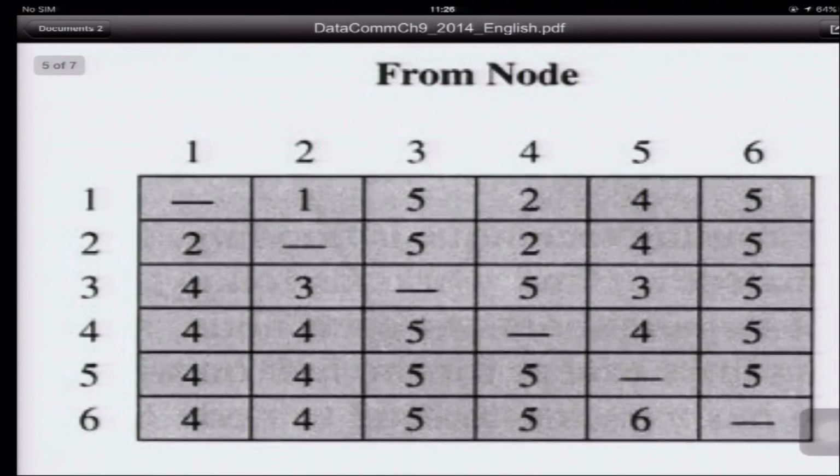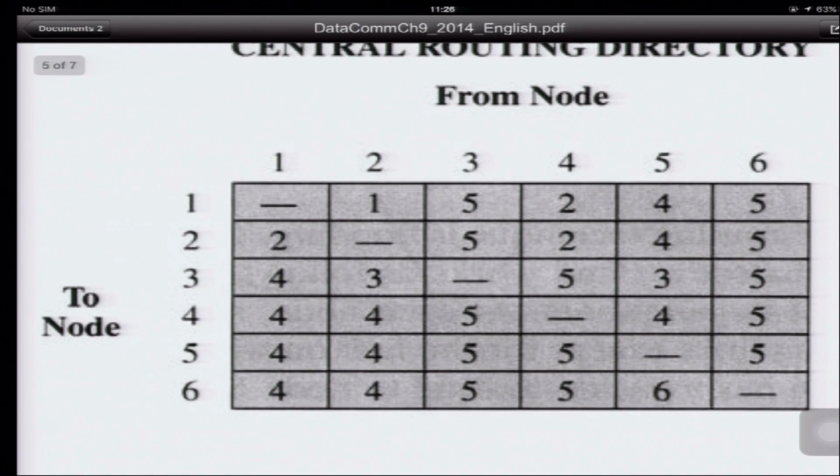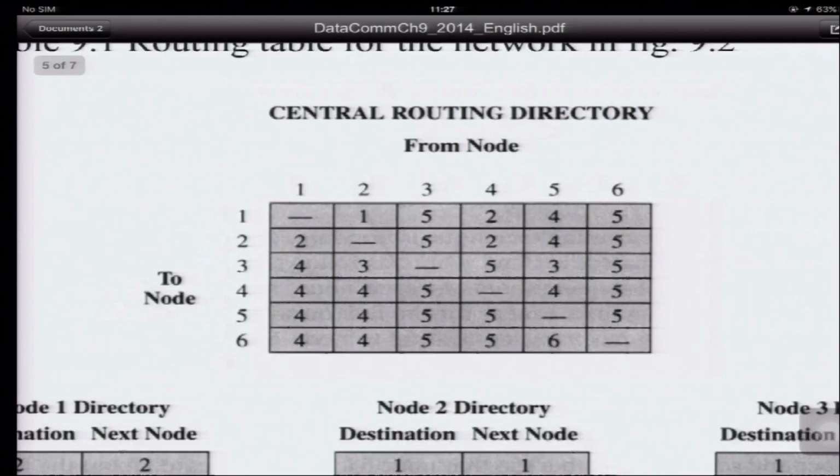The other answers in the table, we haven't shown you yet. You have to try doing it yourself using 2 as a source node, 3 as a source node, 4 as a source node, 5 as a source node, and 6 as a source node, and see what is the next node that it has to go to in order to reach the final destination.